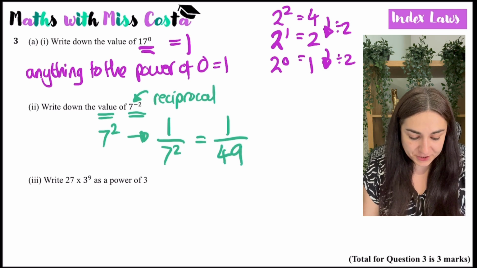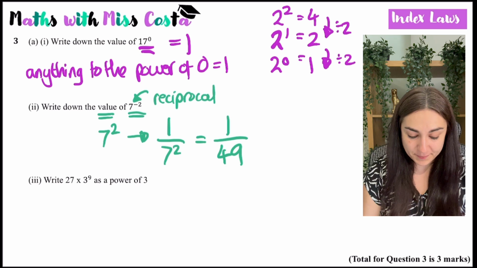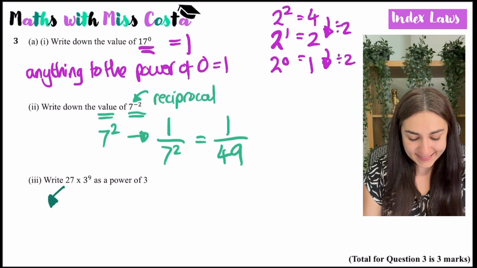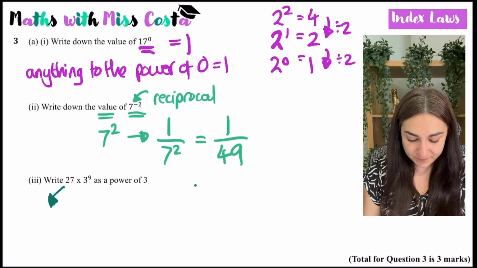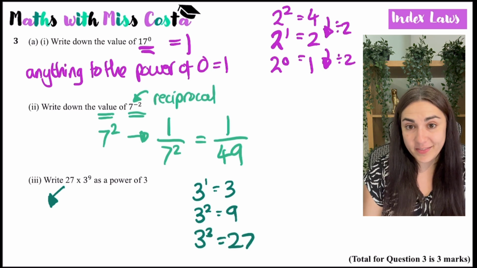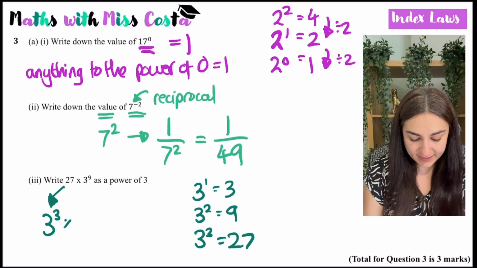Now for the next question, I'm told to write 27 times 3 to the power of 9 as a power of 3. So that means I need to write 27 as a power of 3. What's 3 to a power? 3 to the power of 1 is 3. 3 squared is 9. Then 3 cubed is 27. So I know that 27 is the same as 3 cubed. Then I just do the calculation.